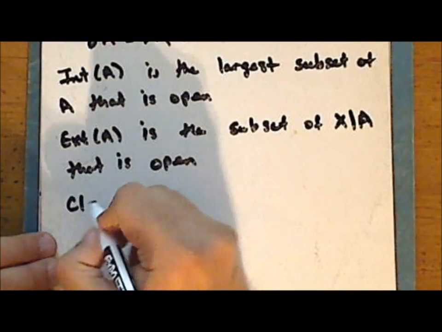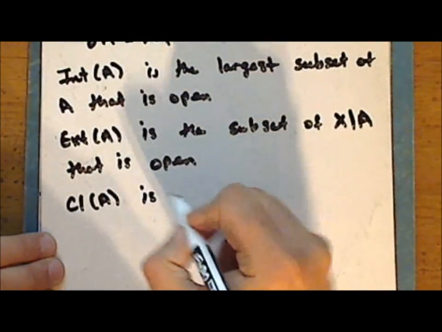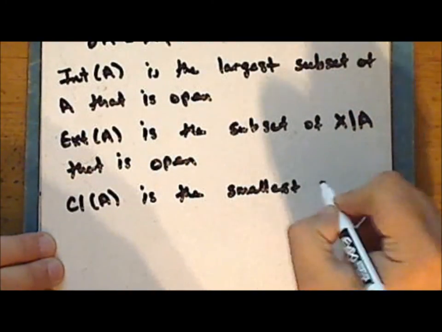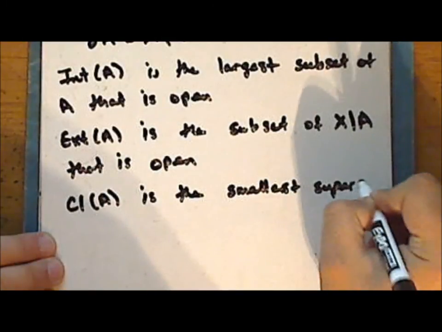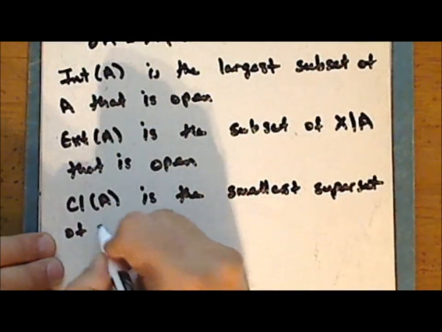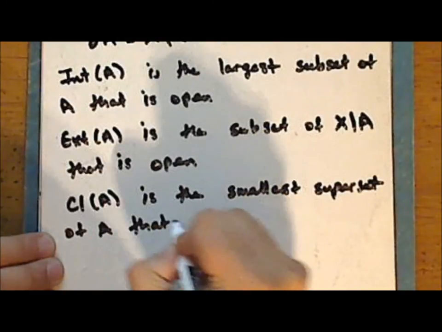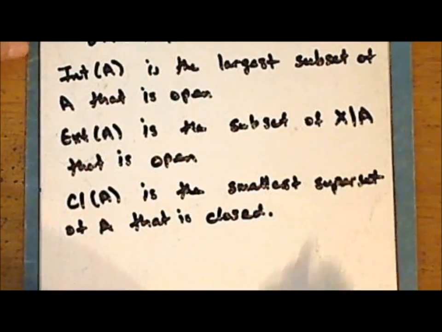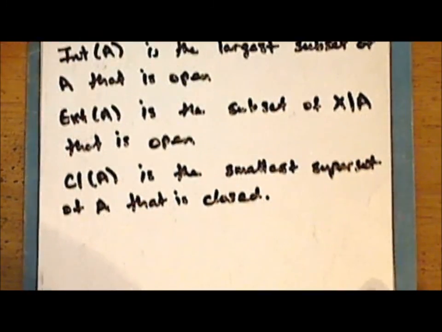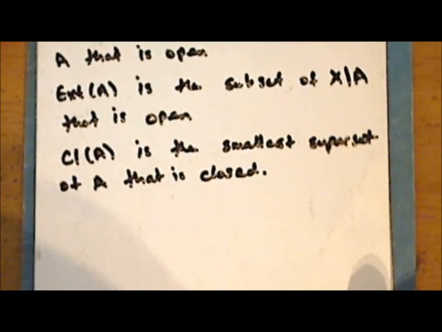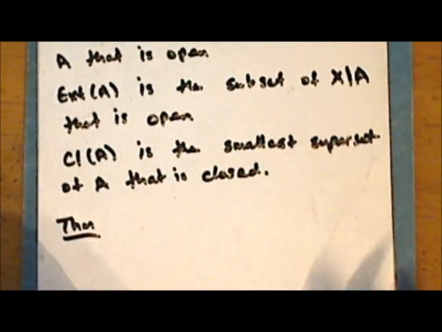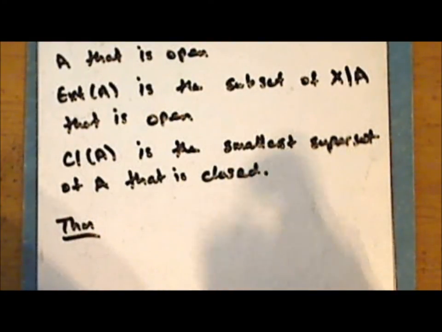The closure of the set A is the smallest superset of the set A that is closed, which once again means that its complement is in the topology. Now, before we start to look at some examples, we're going to prove a theorem that gives us a different way to compute the boundary, and this will also give us another interpretation of the boundary.